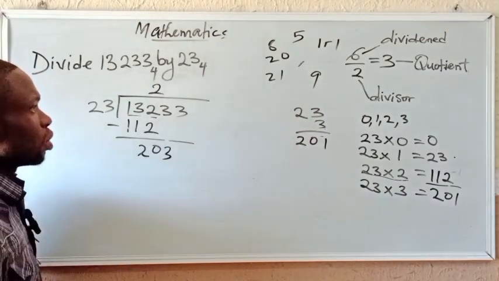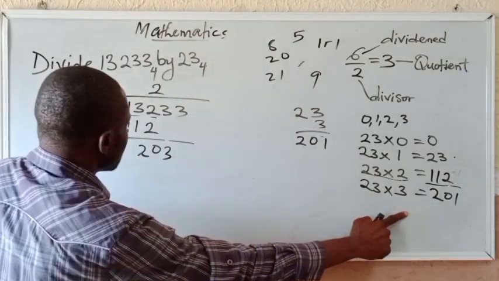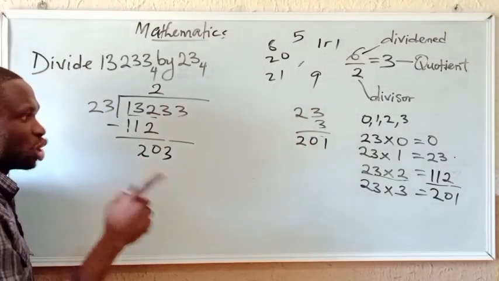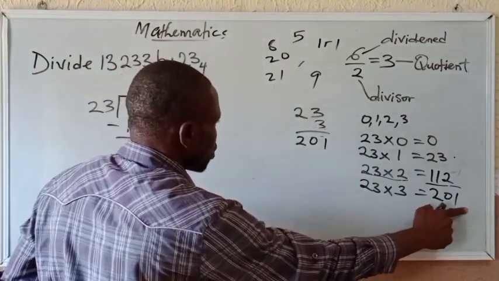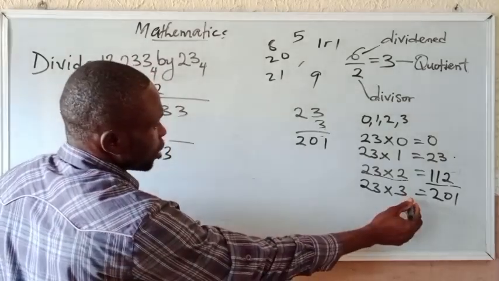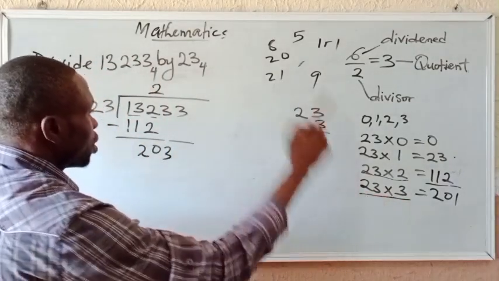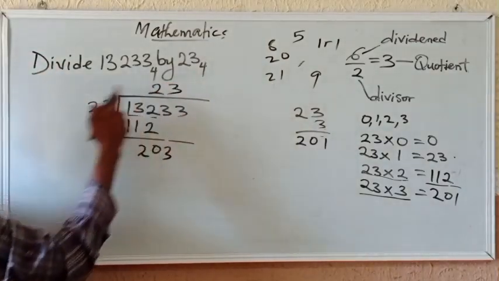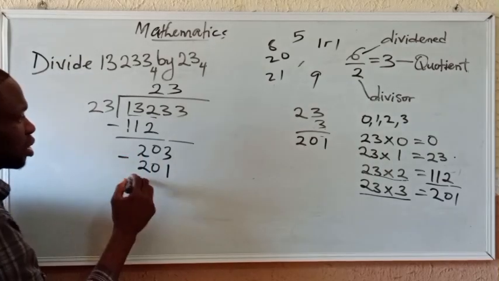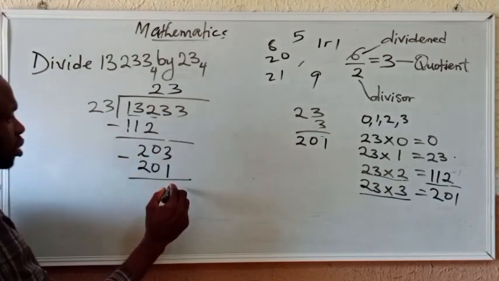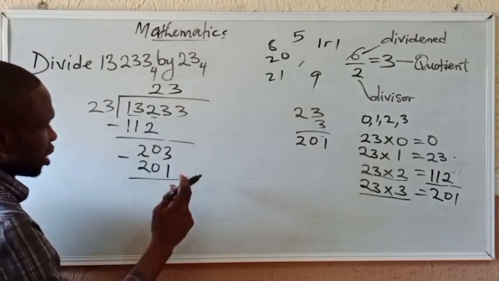Now we start all over with the division again. 203 by this. Just quickly check through the multiplication set to see if we have this. If it's not there, we check for the number that is close. Looking at it, we don't have it, but we have a number that is close, which is 201. The multiplication there is 23 by 3. So 203 by 23, we go 3 times. Then by multiplication, we have 201. Then we subtract. 3 minus 1, we have 2. 0 minus 0 is 0. 2 minus 2 is 0. So we bring the last 3 down.